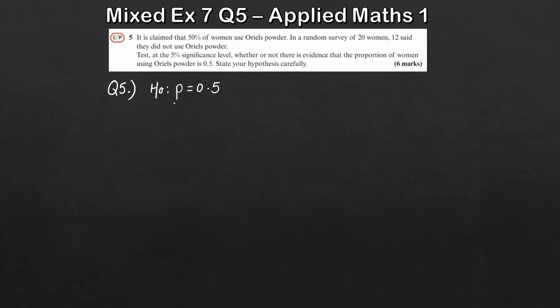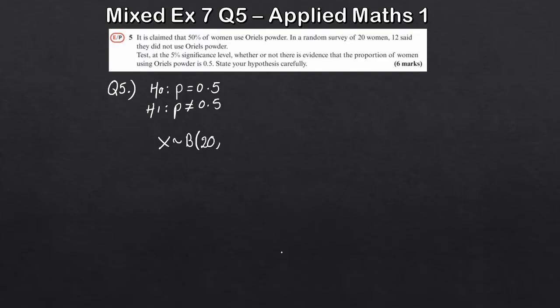And then we're not checking whether it's larger or smaller, just whether it is that. So this is not equal to 0.5. So then my hypotheses. Now we need to basically give our distribution. So X is a binomial distribution. So what's N in this case? Well, that's the random survey of 20 women, so 20.